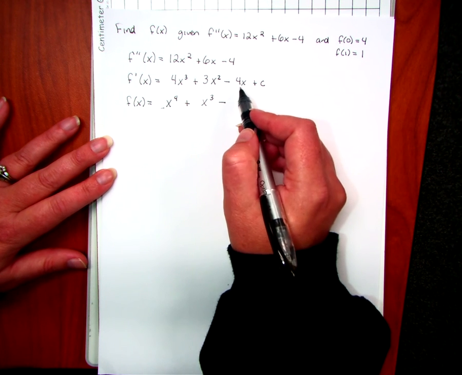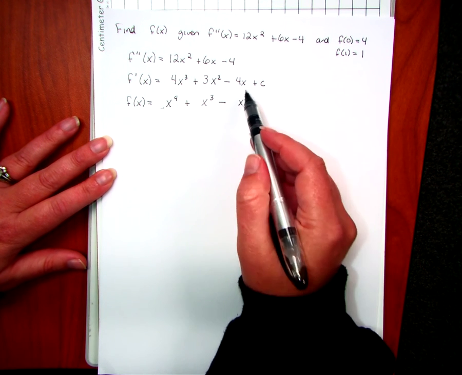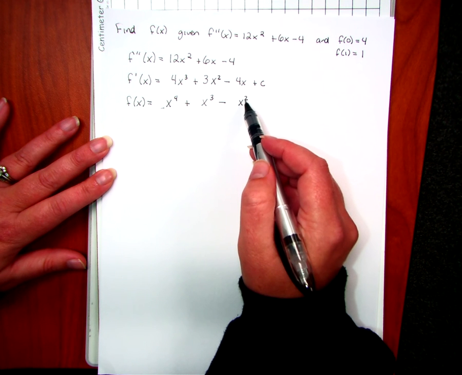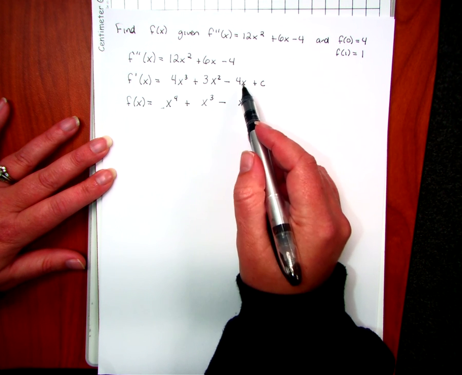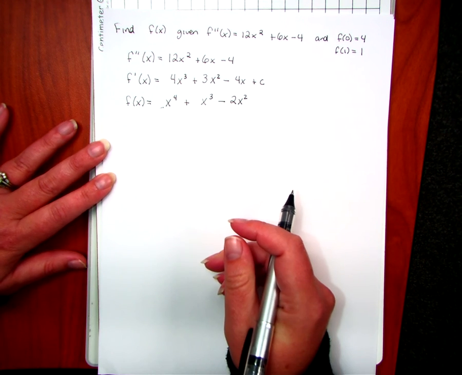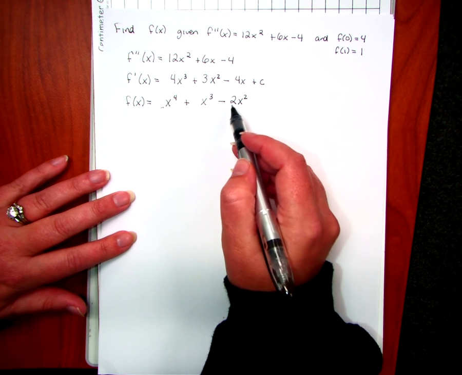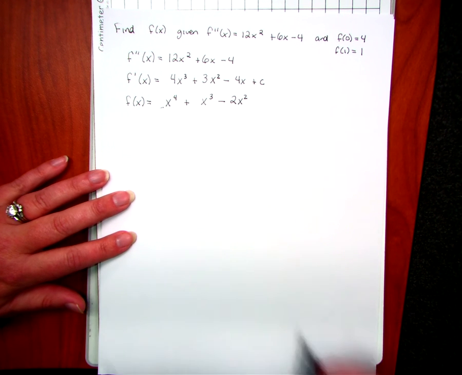The antiderivative of 4x: I need to increase the power by 1, right? So we go from an x to an x squared. The derivative of x squared is 2x, and I want a 4x, so I'm going to throw a coefficient of 2 in there, right? So the derivative of negative 2x squared is indeed 4x.